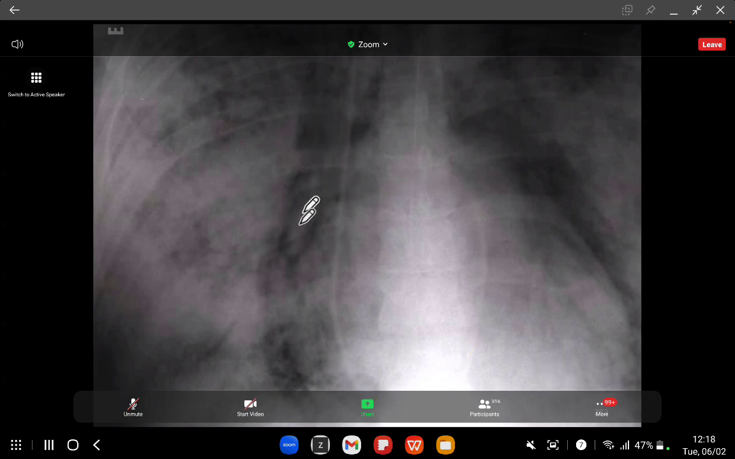But what we've got here is pneumomediastinum around the heart in a patient who's got ARDS. Okay, there's the pneumomediastinum. Okay, so I'm going to leave it there.